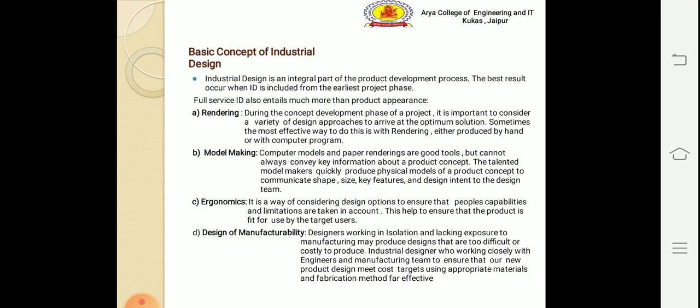C, ergonomics. It is a way of considering design options to ensure that people's capabilities and limitations are taken into account. This helps to ensure that the product is fit for use by the target users. D, design for manufacturability. Designers working in isolation and lacking exposure to manufacturing may produce designs that are too difficult or costly to produce. Industrial designers work closely with engineers and the manufacturing team to ensure that the new product design meets cost targets, using appropriate materials and fabrication methods effectively.